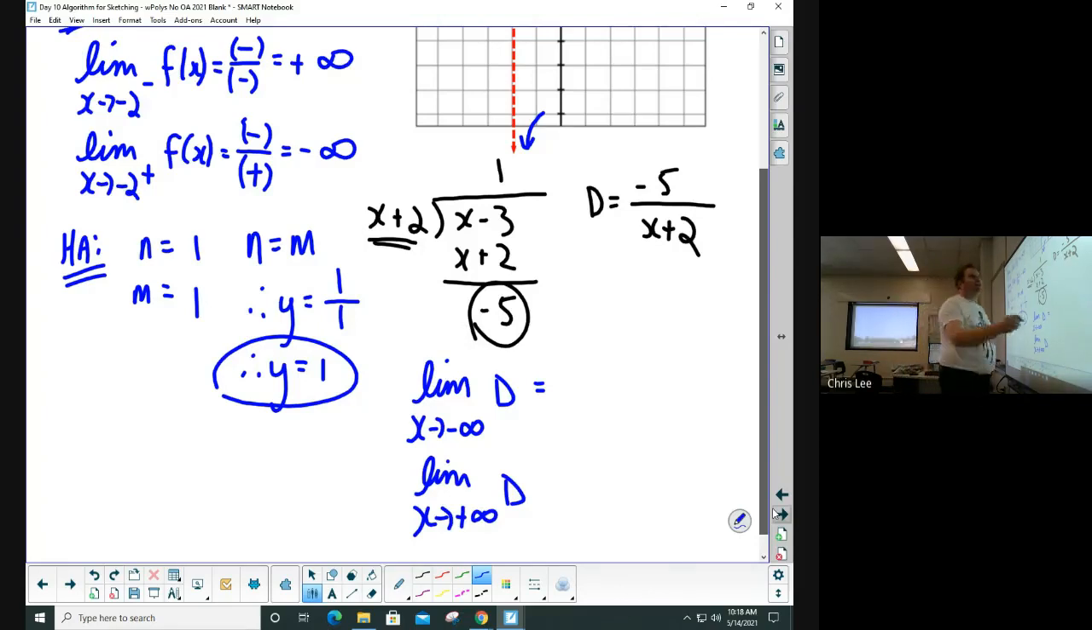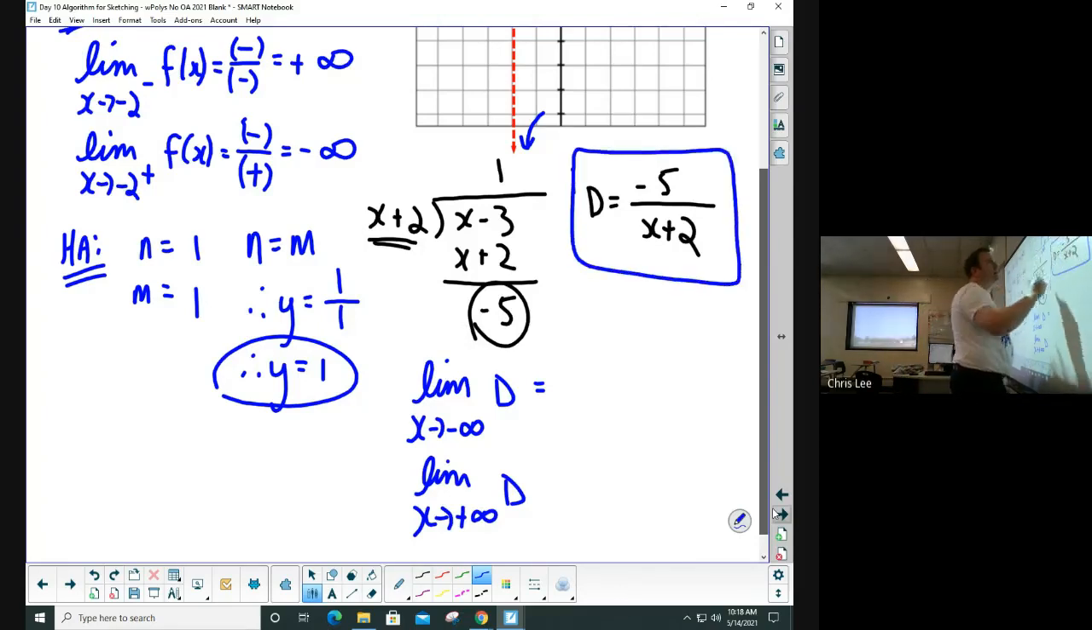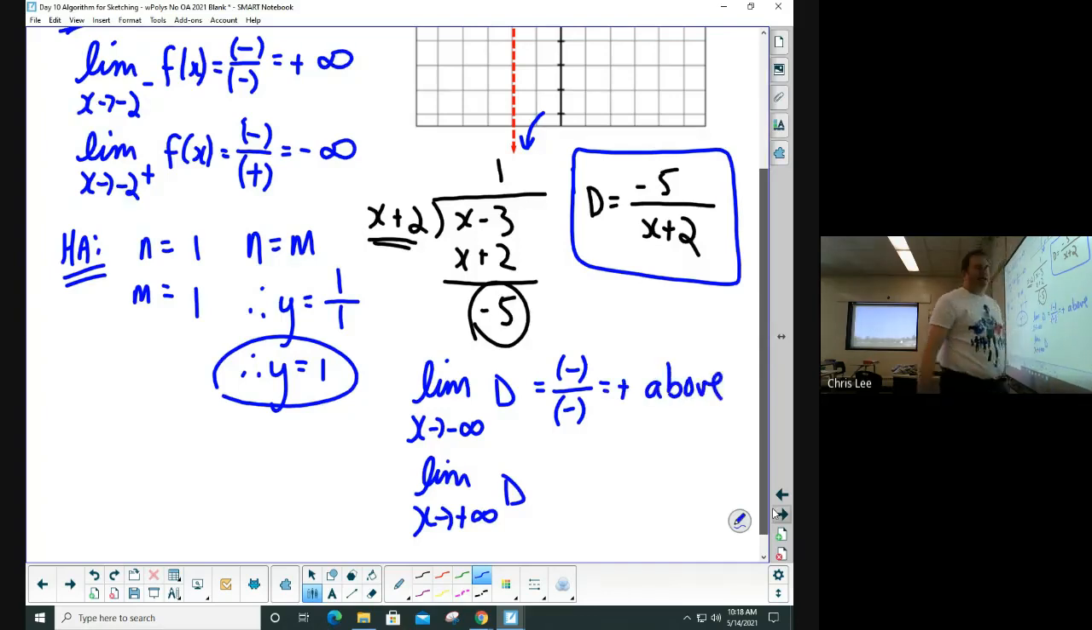We plug it into the directrix. When x is negative 1 million, the top doesn't care. The top is just a negative 5. So the top's going to be negative. But when I plug in negative 1 million and add 2, the add 2 is insignificant because the number is so big, it's going to be negative. Which means we'll have a negative on the top and a negative on the bottom, which means it's going to be plus, which is my clue that it is above the horizontal asymptote.